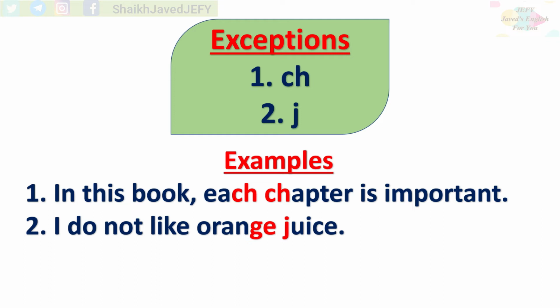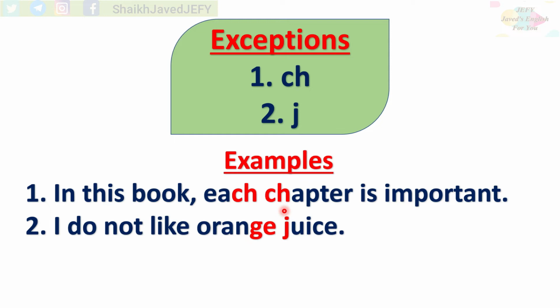So if a word ends in a particular sound and the other word begins with the same particular sound, we can link these two sounds almost every time. Not every time, almost every time, because there are certain exceptions. For example, if there is the ch sound, or there is the j sound, you cannot link it. Look at this: each chapter. This word ends in the ch sound, and this particular word begins with the ch sound. Here you cannot link them.